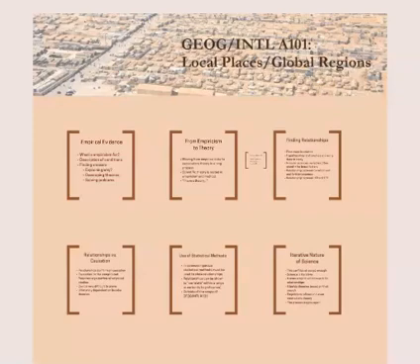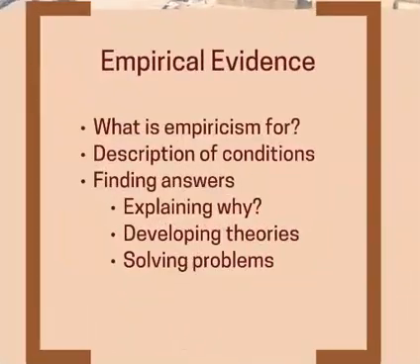In the Social Science Thinking Unit for Sub-Saharan Africa, we're going to continue with our discussion of empiricism. To this point in the course, we've largely talked about empiricism as a way to describe conditions that we've seen around the world. But of course, we want to use empiricism and empirical evidence for more than that. We want to explain why conditions are the way they are, develop theories that help us to understand them, and ultimately solve the problems that we're talking about as well.